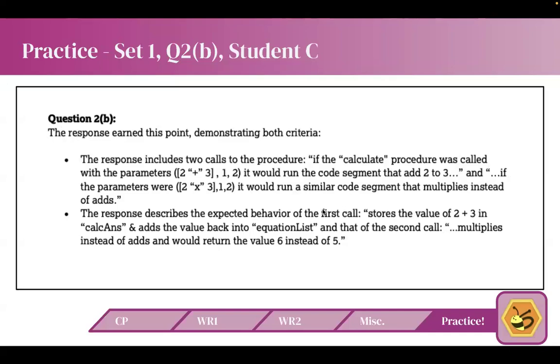So the response includes two calls to the procedure, for example, this call and this call. And then the response also describes the expected behavior of the first call, which stores the value of 2 plus 3 in calc answer and adds the value back in the equation list. And that of the second call multiplies instead of adds and will return the value 6 instead of 5. So pretty straightforward, right? If you identify two calls and describe them, then you earn the point.